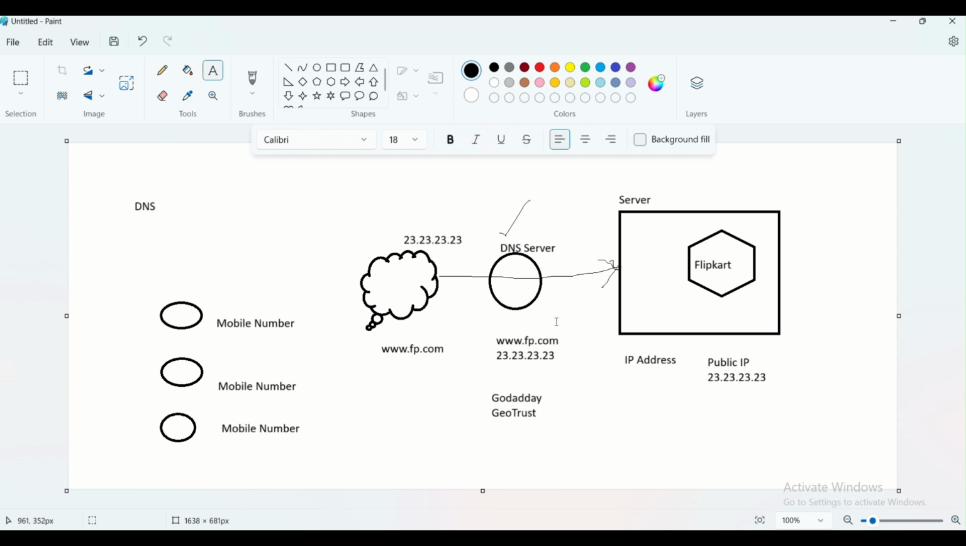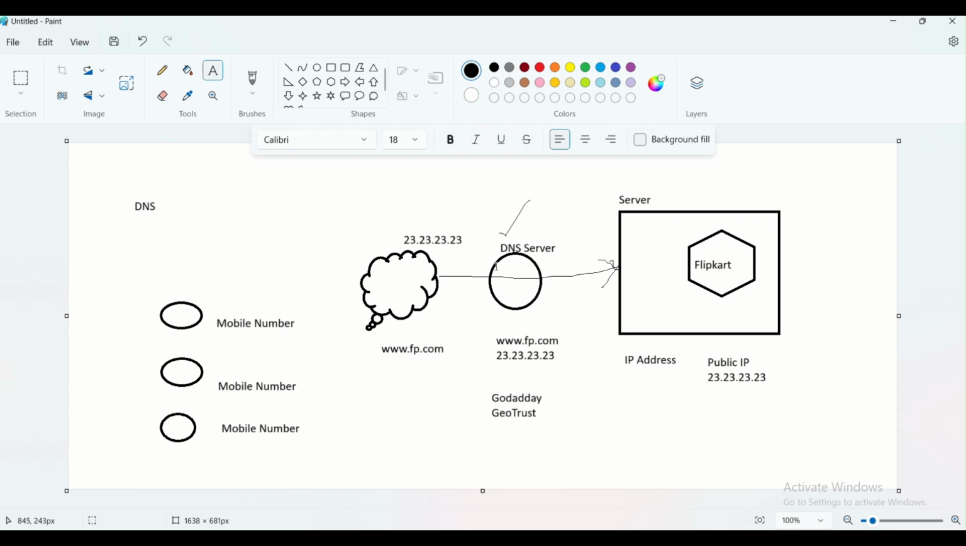So I want to host one application and I want one name called www.fp.com. Just verify whether this name is available or somebody is using it. If somebody is using it, it will give you two options. Either you can contact that person who is utilizing this website and ask whether he will sell it, or else you can choose an alternate name. This is the suggestion provided by the DNS providers. It could be GoDaddy or GeoTrust or any provider you choose.